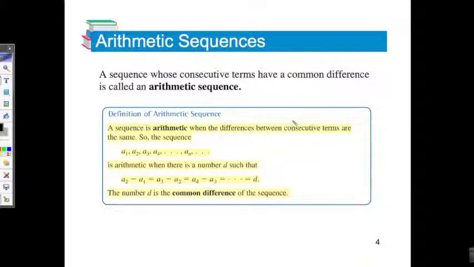So, what is an arithmetic sequence? A sequence is arithmetic when the differences between consecutive terms are the same. What that means is when I take term 1 and term 2 and subtract them from each other, that will come out with the same difference as if I took term 3 and term 2, or term 4 and term 3. So any consecutive two terms, if I subtract them from each other, I'll always get the same common difference, which is represented as D. That alone specifies a sequence as being arithmetic.